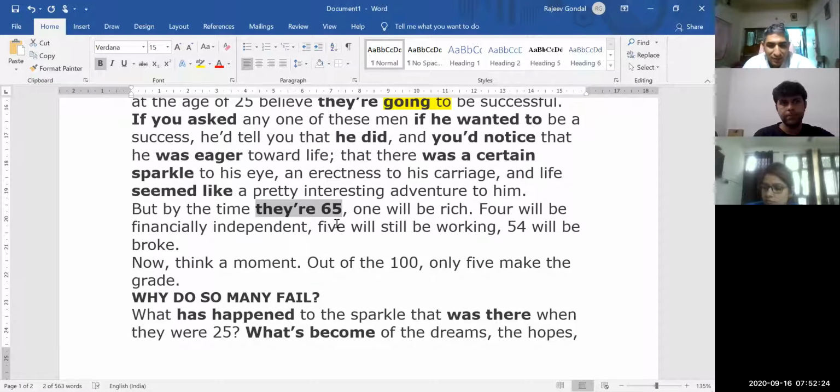Now think a moment. This is present tense. Out of the 100, only 5 make the grade. "Make the grade" is present tense, isn't it?